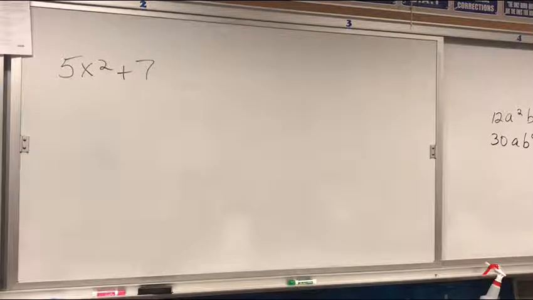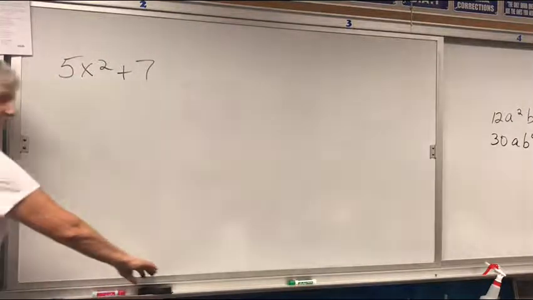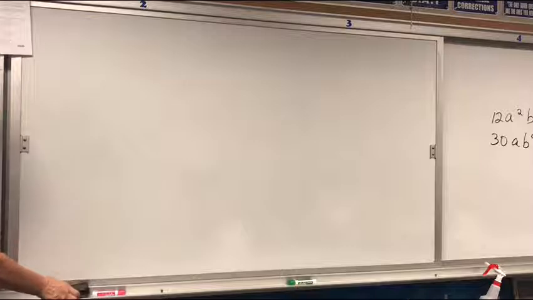What's the greatest common factor? 1. If the greatest common factor is 1, you're done. It's factored. Okay? Can't do anything with it.